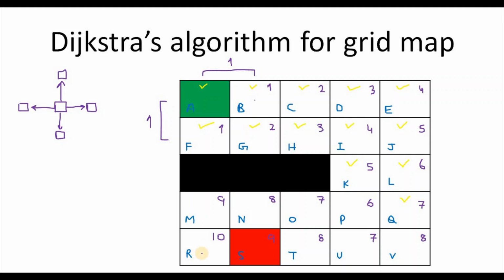So R has one neighbor, actually two neighbors, M has already been visited, and S has been already discovered, which is also our target node. And from here we say that, okay, R, the new cost will be 10 plus 1, 11, which is more than the previous cost. So we leave it like this. We don't change it. Okay. So that's how we reach our target. We reach our goal position.